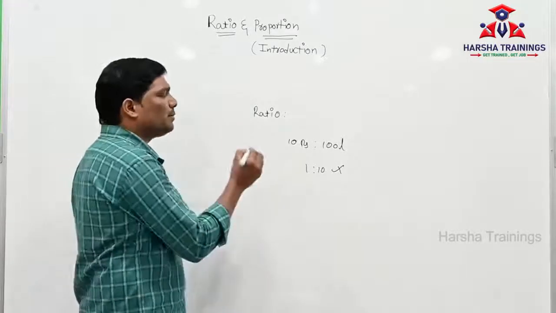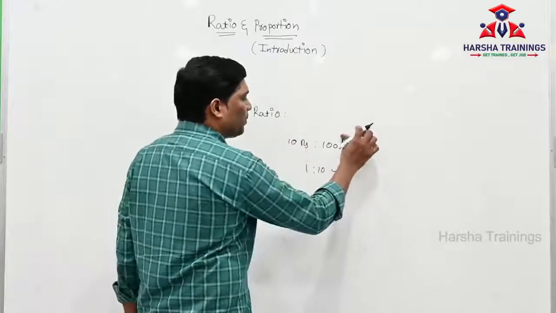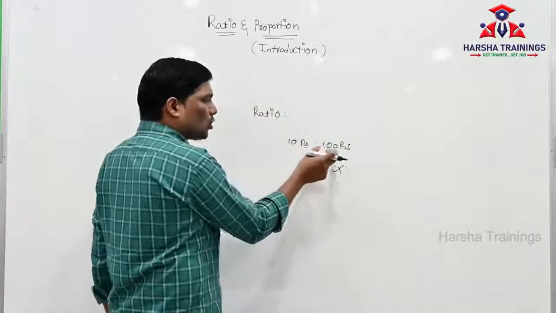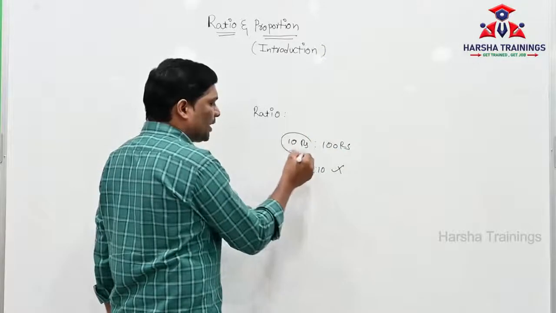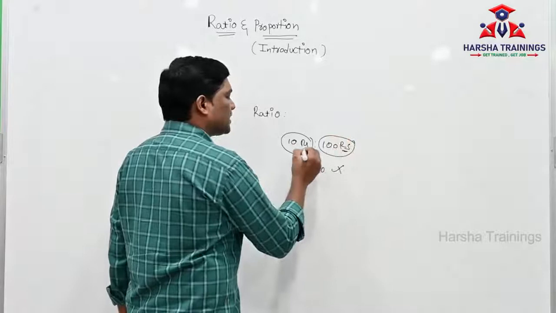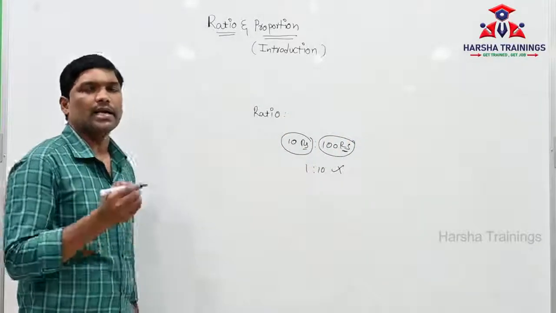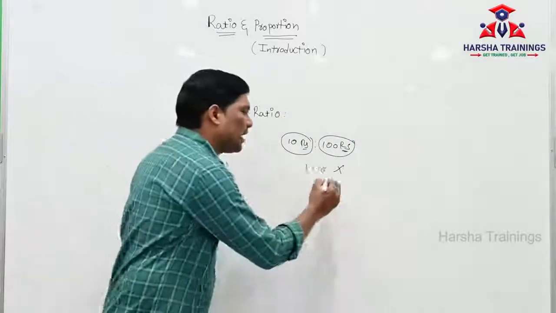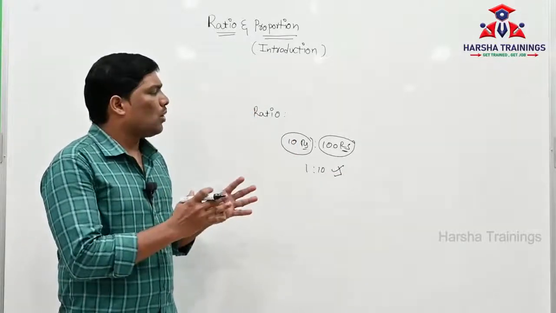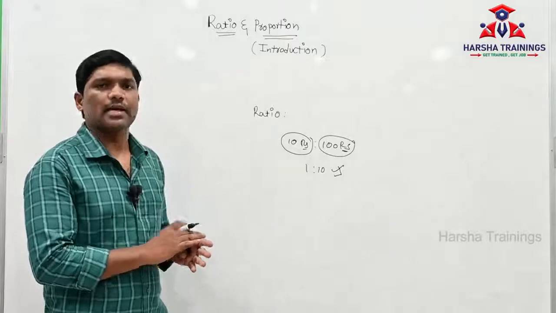So ratio means two quantities. For example, 10 rupees is one quantity and 100 rupees is another quantity. Two quantities of the same units is called the ratio. So then the answer is 1 is to 10. Ratio means two quantities of the same units is called the ratio.